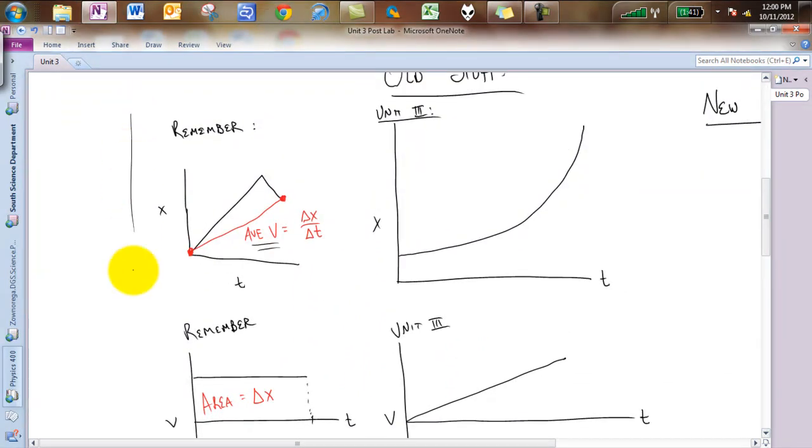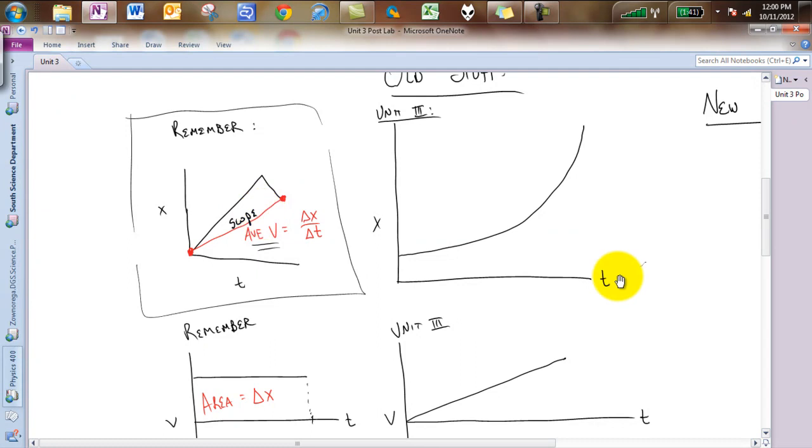So, looking at this stuff right here, you can see that I can take an x versus t graph, and if you remember correctly, if I take the slope of this red line, that red line is representing the average velocity because it's delta x over delta t. You just take your two endpoints, draw a line, that creates the slope. That is representing the average velocity.